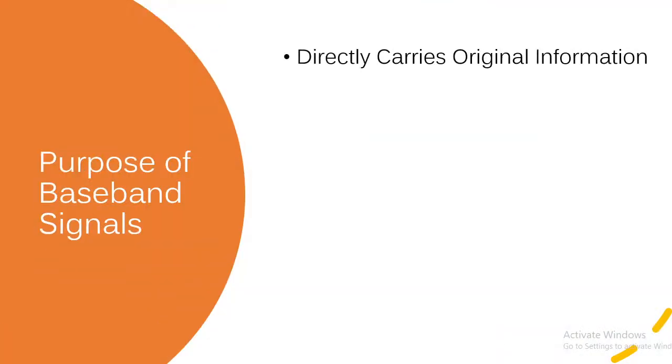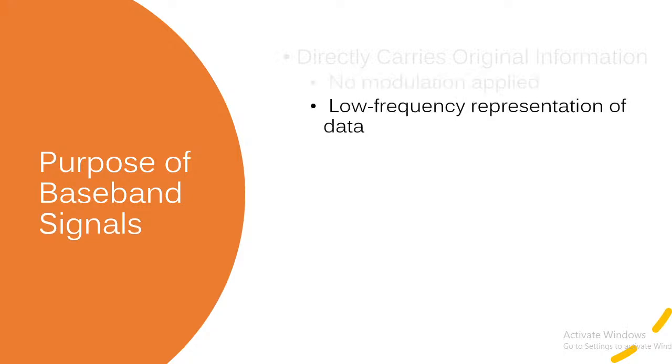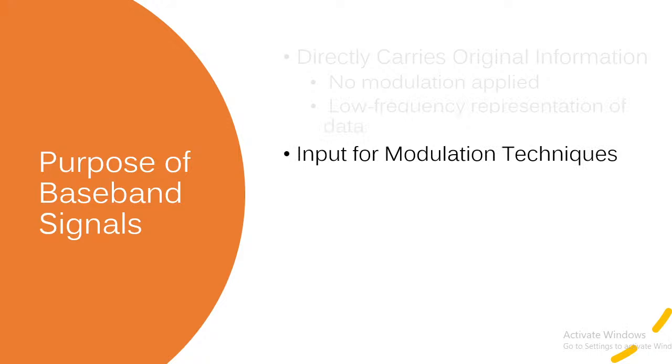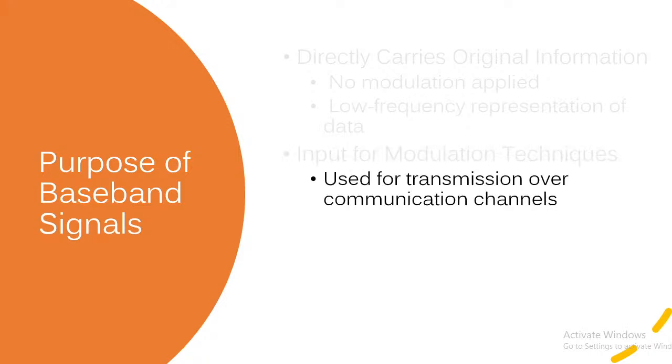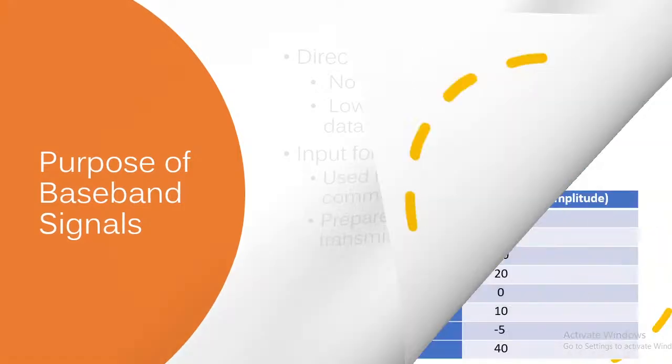Now, what is the purpose of the baseband signal? It directly carries the original information. There is no modulation in the baseband signal; it is a low frequency representation of data. This is given as input to the modulation technique that we will use. Modulation is used for transmission over the communication channel. These signals are prepared for long distance transmission using modulation techniques.